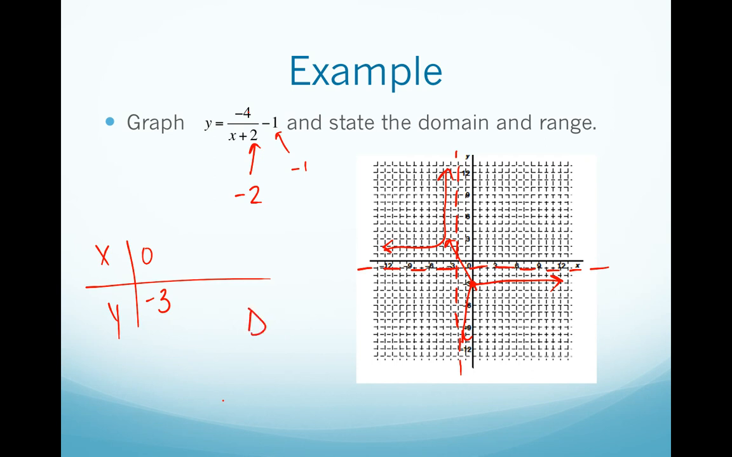As far as domain and range goes, our domain is all the x values. This is really all real numbers except our restriction. So for our domain, our x values, we can't cross this line here at -2, so except -2. Our range, same thing, it's all real numbers, but vertically we can't cross this line at -1.